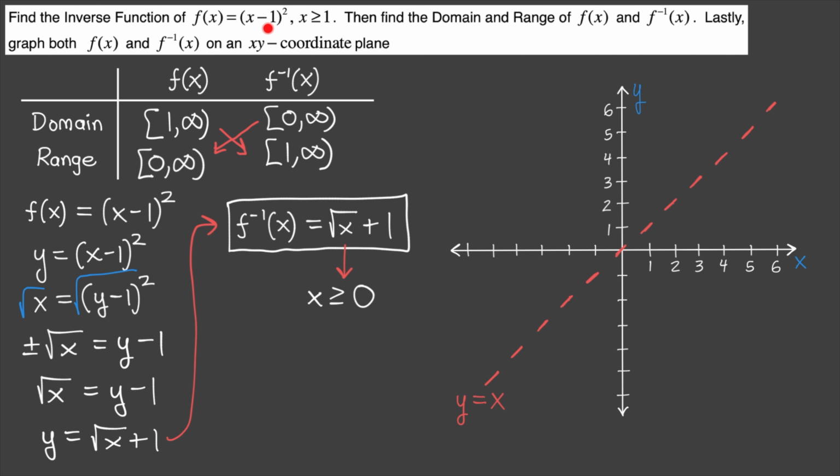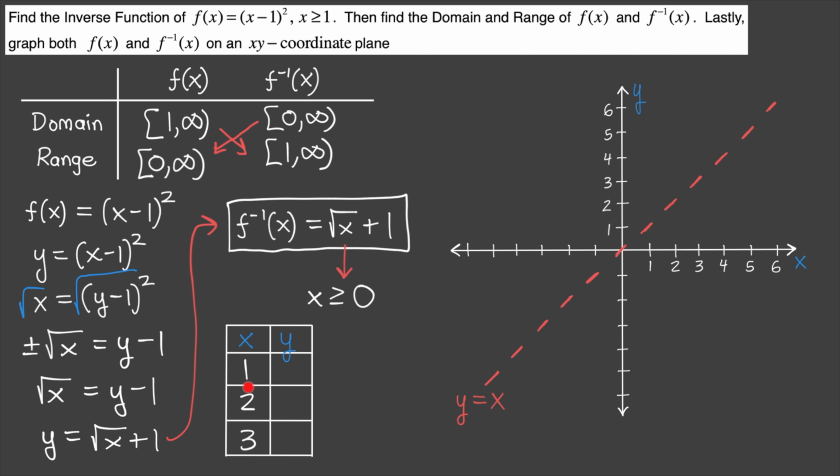So we're going to graph our parabola first. Now, let's make a little chart here, plugging in some points. Notice we have to start at 1 and go right. I'm going to plug in 1, 2, and 3. If I plug in 1, it'll be 1 minus 1, which is 0, squared, which is 0. Then we'll plug in 2. 2 minus 1 is 1, squared is still 1. Then we'll plug in 3. 3 minus 1 is 2, squared, which gives us 4.